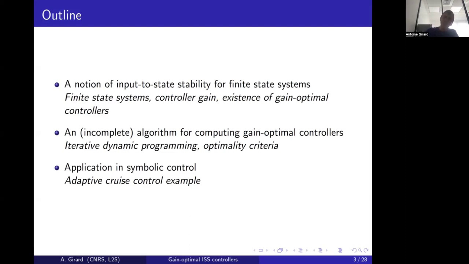And the third part of my talk will be related to the application of this approach in symbolic control, and I will show an example in adaptive cruise control.